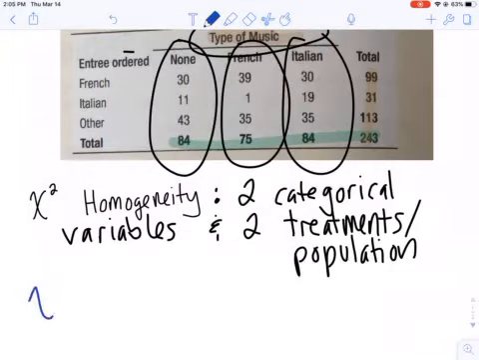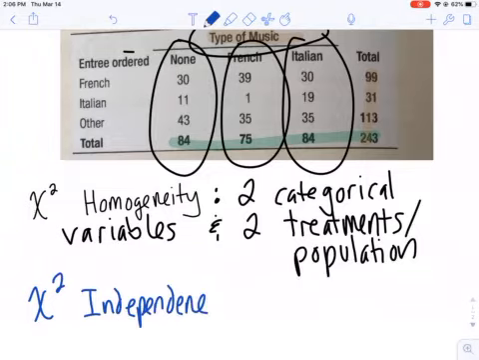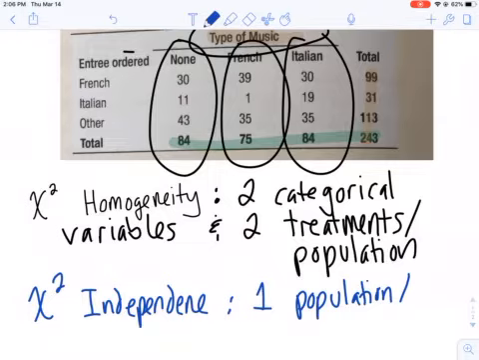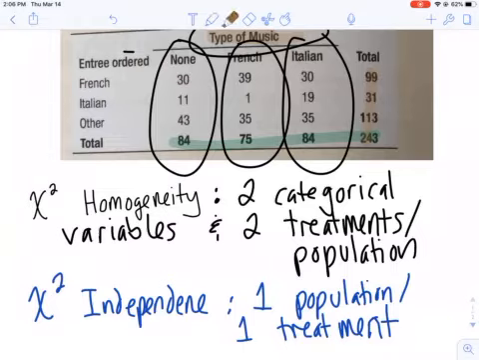Whereas for independence, you're only dealing with 1 population. One population or 1 treatment, and then you're looking at subgroups within that. So like what might be an example there is if I just took all the people who listen to French music and I wanted to see how many of them ordered French food, and maybe I subdivided them into like males and females, maybe old people and young people, that would be a case of independence. But we're dealing with homogeneity here.